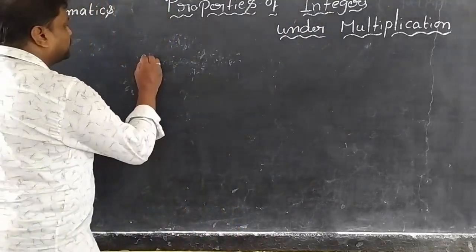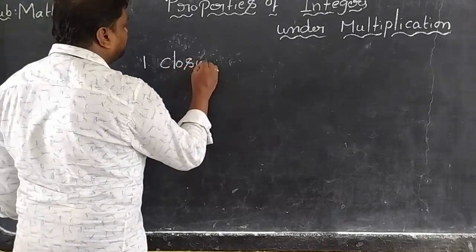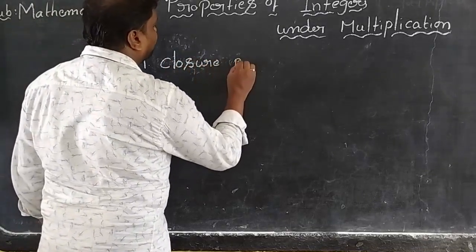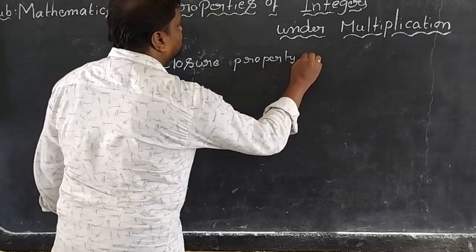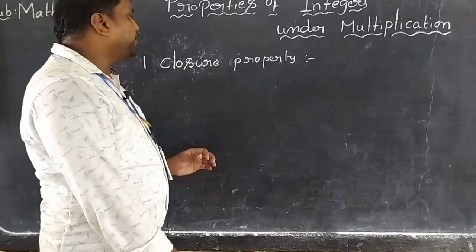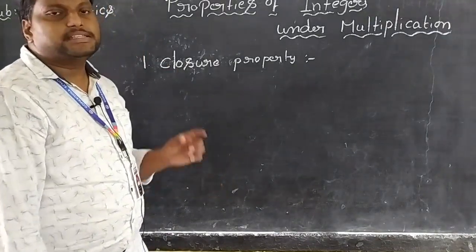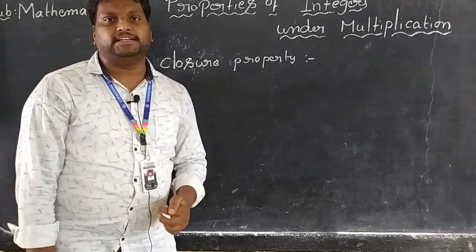Same properties. First property, closure property. Already we know what the closure property is. Closure property is: the product of two integers is also an integer.